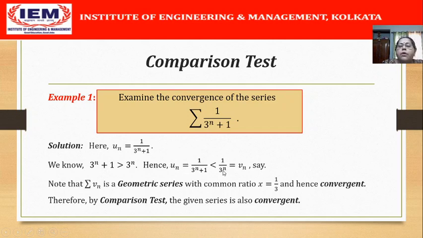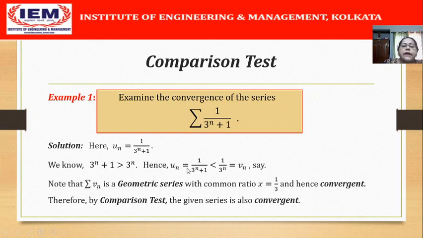And now let us call this as Vn. So from this relation, we can now see that un is less than Vn for every n. And what is this series sigma Vn, where your Vn is 1 by 3 to the power n? We can identify that. Yes, that is a geometric series with common ratio x equal to 1 by 3. And we know that geometric series is convergent when x lies between -1 to +1. Therefore, in this case, sigma Vn is convergent.